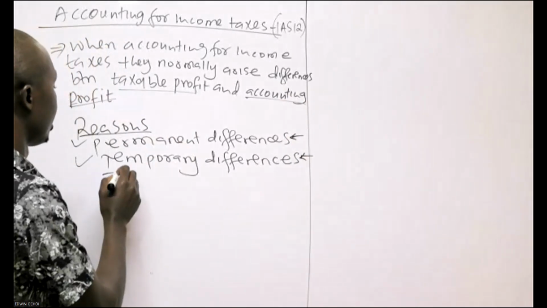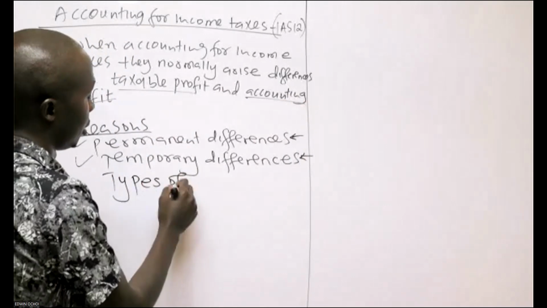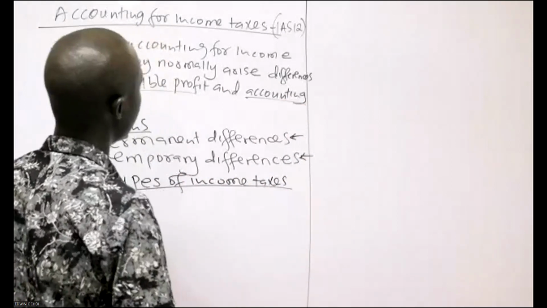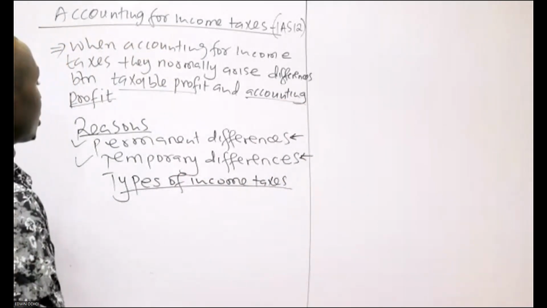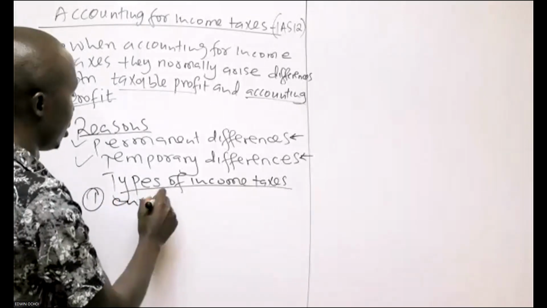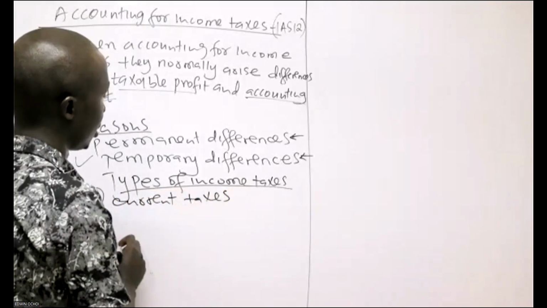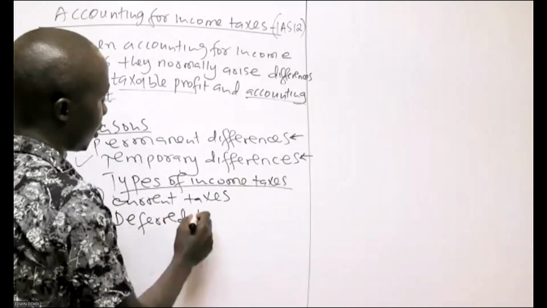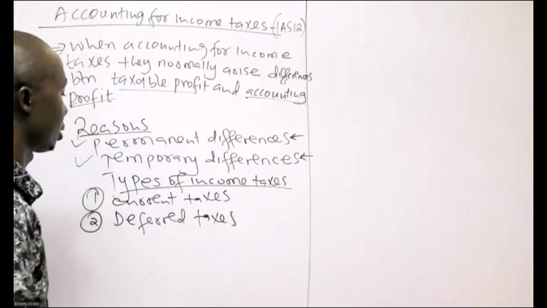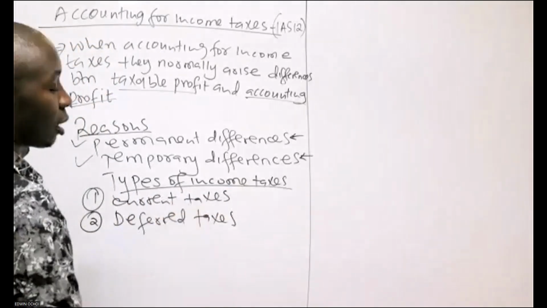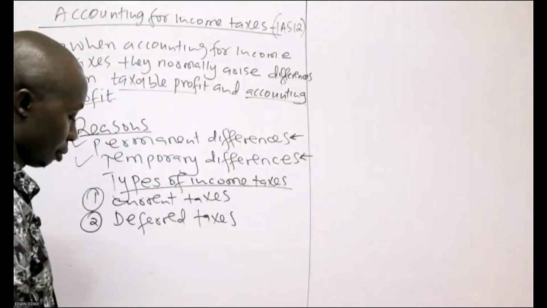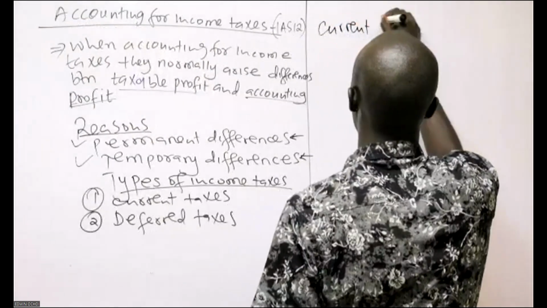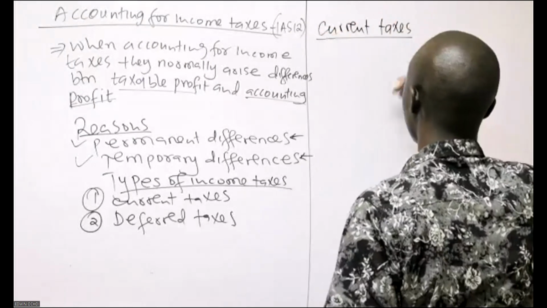So we have types of income taxes. We have the current taxes, and number two, we have the deferred taxes. You need to understand how to do the current tax, and at the same time, deferred taxes. We start from the current taxes.